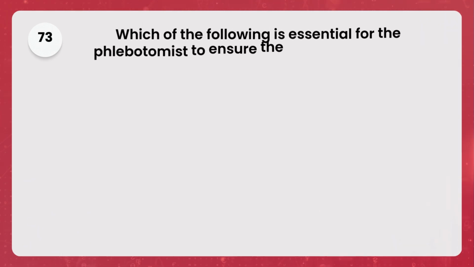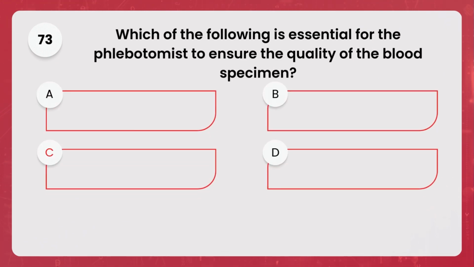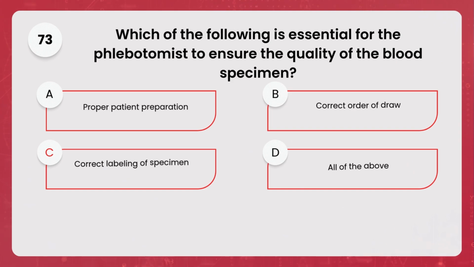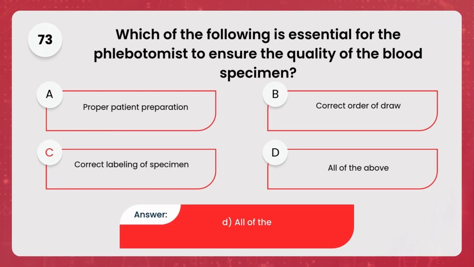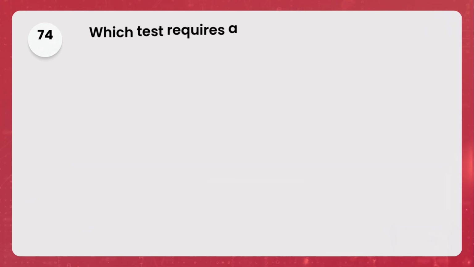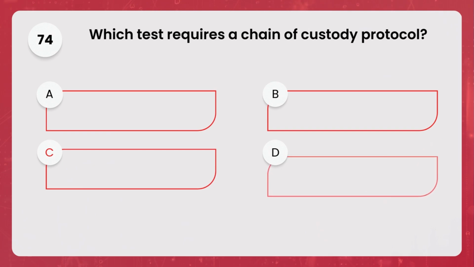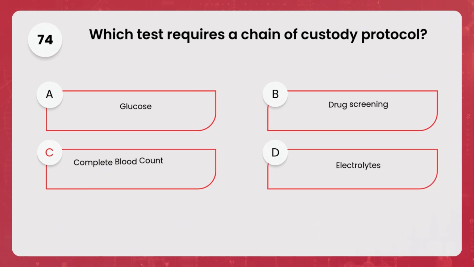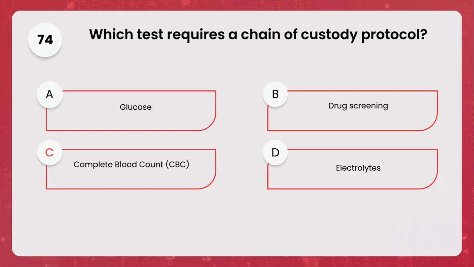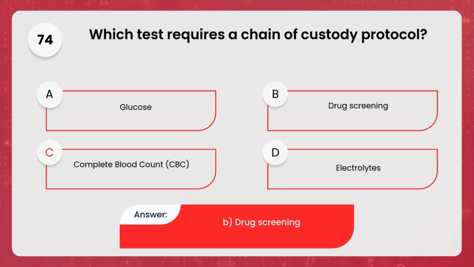Number 73. Which of the following is essential for the phlebotomist to ensure the quality of the blood specimen? A, proper patient preparation, B, correct order of draw, C, correct labeling of specimen, or D, all of the above? The answer is D, all of the above. Number 74. Which test requires a chain of custody protocol? A, glucose, B, drug screening, C, complete blood count, CBC, or D, electrolytes? The answer is B, drug screening.